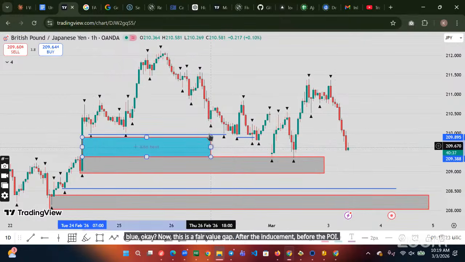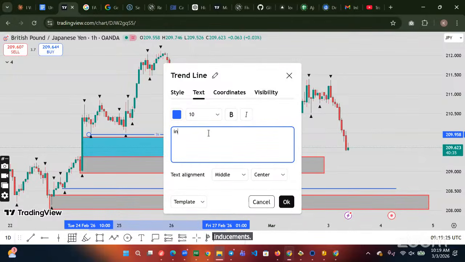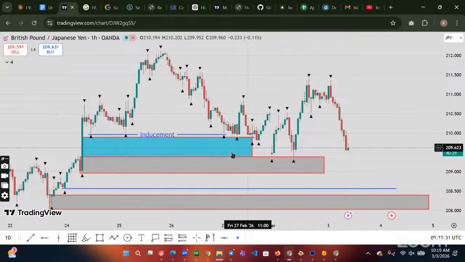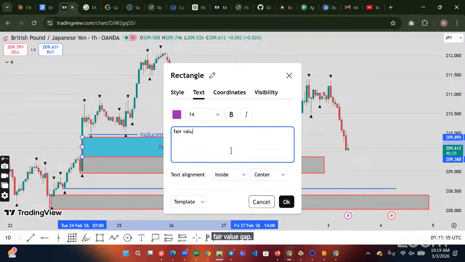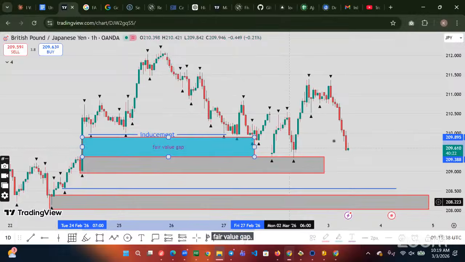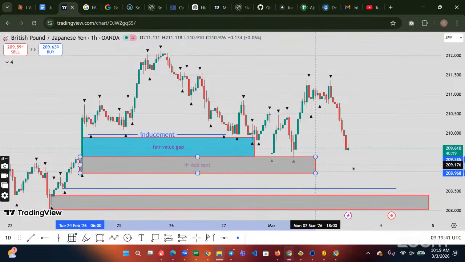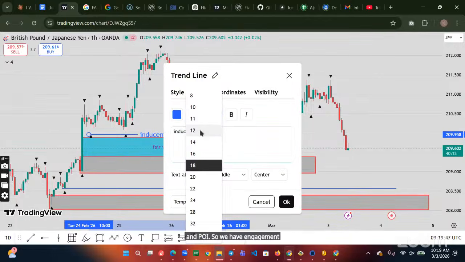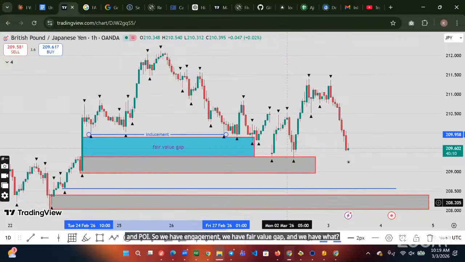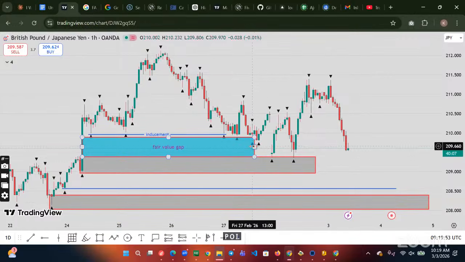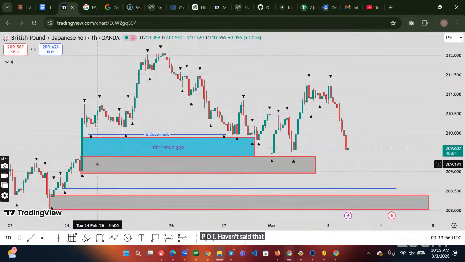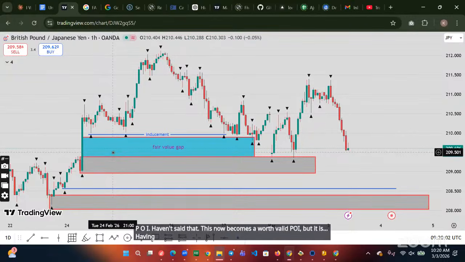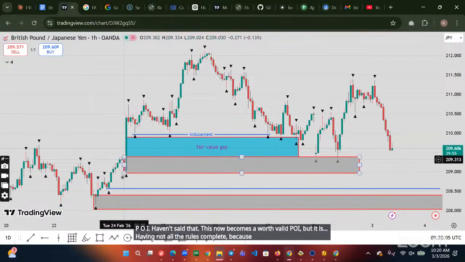So, inducement, fair value gap, and POI. So we have inducement, we have fair value gap, and we have what? POI. Having said that, this now becomes a valid POI. But not all the rules are complete because it did not sweep a previous one.